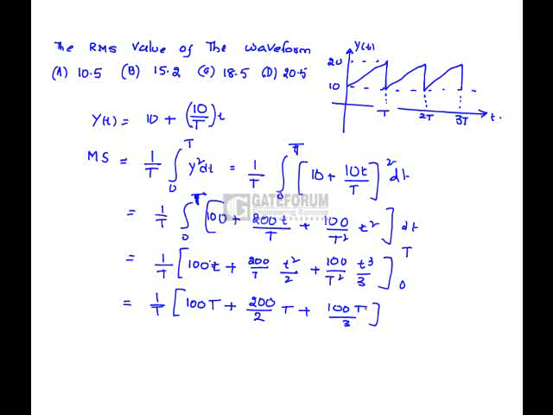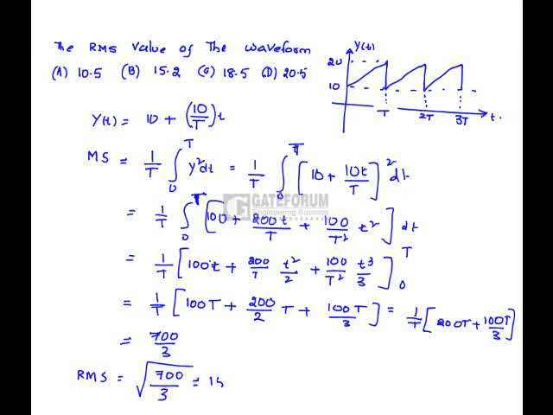So we get 1 by T times (200T plus 100T by 3), that is nothing but 700 by 3. This is the mean square value. So the RMS value is nothing but the square root of 700 by 3, which is nothing but 15.2. That is option B is correct.